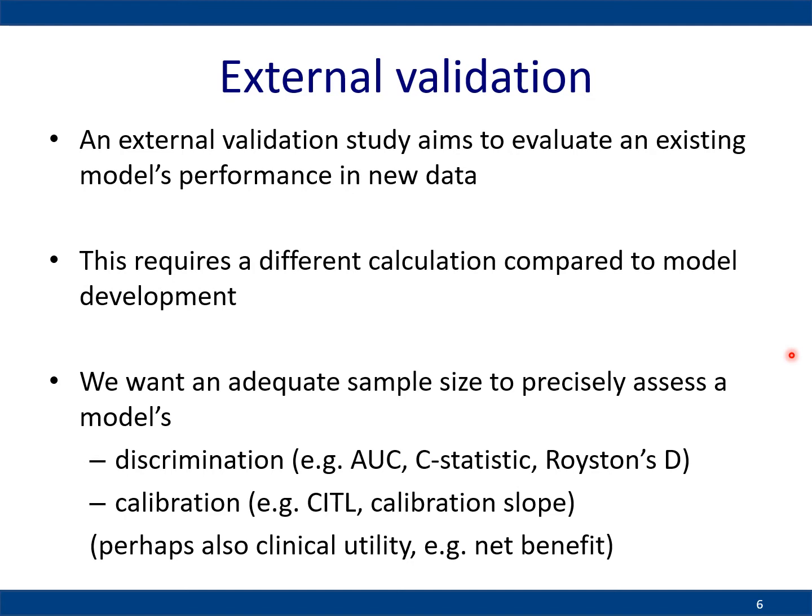And we need to be thinking now not about the model equation, but actually about the performance measures of the model. So can we precisely estimate the performance in terms of usually measures such as discrimination, calibration, and clinical utility? So we want to make sure that when we estimate performance, for example, in terms of the area under the curve, the C statistic, or the calibration plots and the calibration slope, that we estimate these things precisely so that we can reliably say whether this model appears to be robust or not.